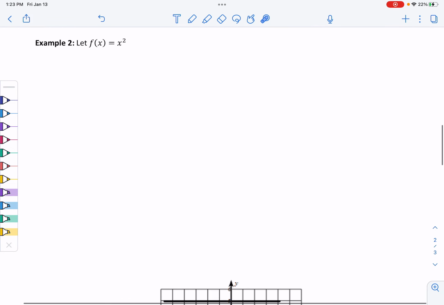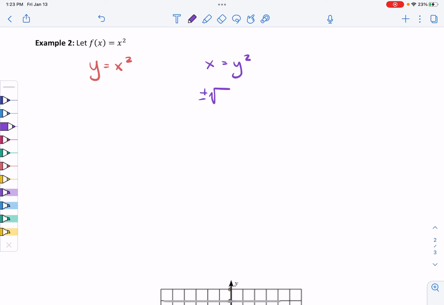Let's look at f of x equals x squared. So in this case, I have y equals x squared for my original function. If I want to find my inverse function, I'm going to switch my x's and my y's. So now let's solve for y again. I'm now going to need to take the square root. So I have plus or minus the square root of x equals y. If we flip that around, I have y equals plus or minus the square root of x.